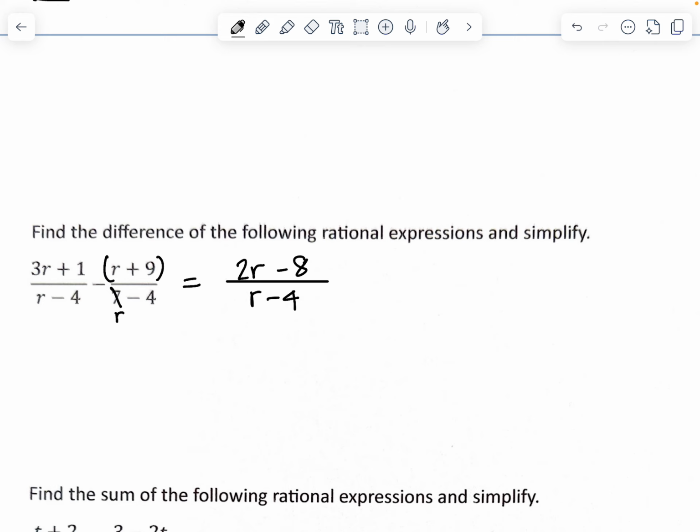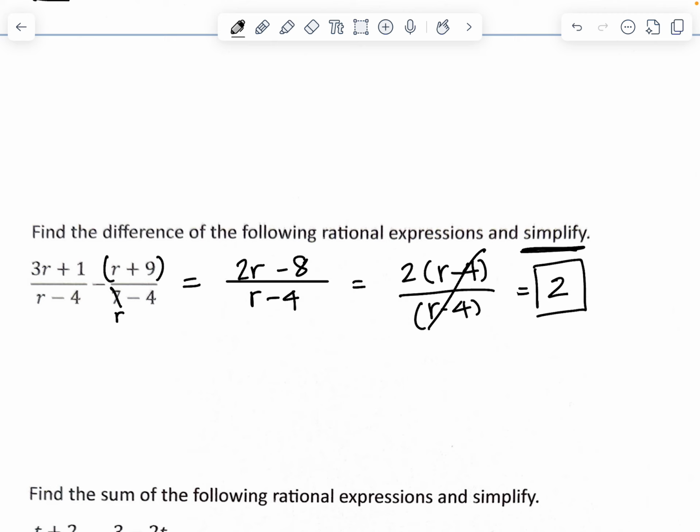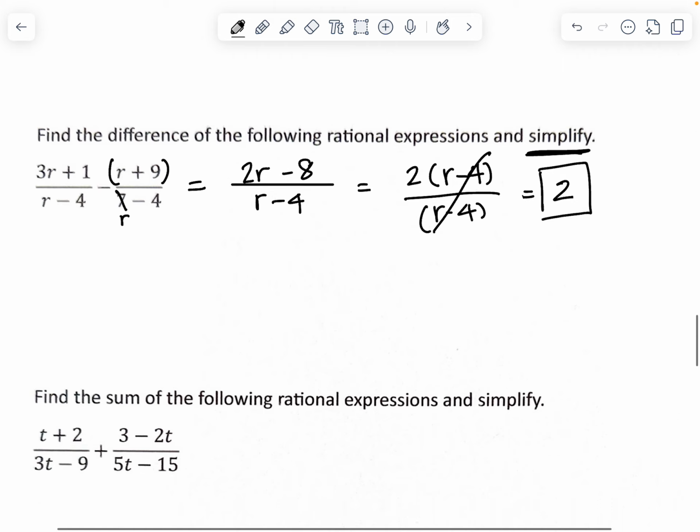Thing is, you can reduce this further. It should be 2r minus 4 over r minus 4. Excuse me. That means this goes away. So your answer is 2. If you can simplify it after you do adding or subtracting, do that. That's why it's in the instructions to simplify, because you might think you're cool where you are, but you probably need to simplify it further.